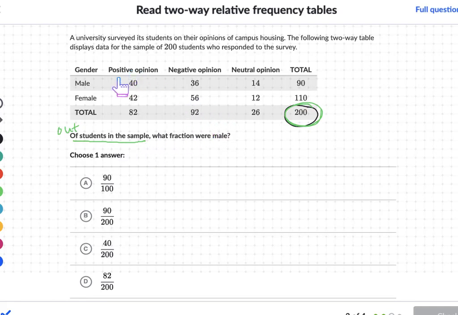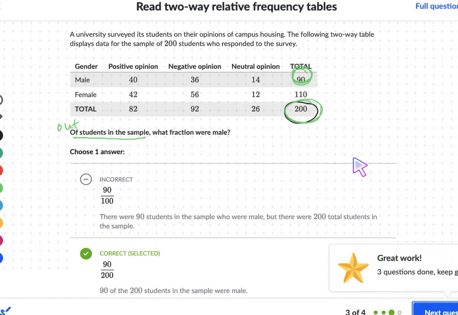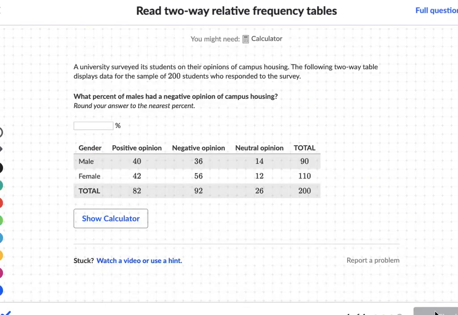So what fraction was male? Male is 90. 90 total males out of the students in the sample, the total students in the sample. So you should have put down 90 out of 200. You should be in the habit of reducing your fractions and ratios, but in this case it looks like they didn't, to make it a little easier so you can quickly find your answer rather than reducing all of them to check it. So you have 90 out of 200. Okay, hopefully you got that one correct. Let's try another one.